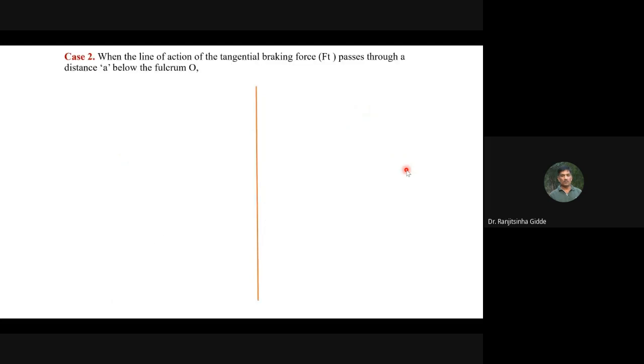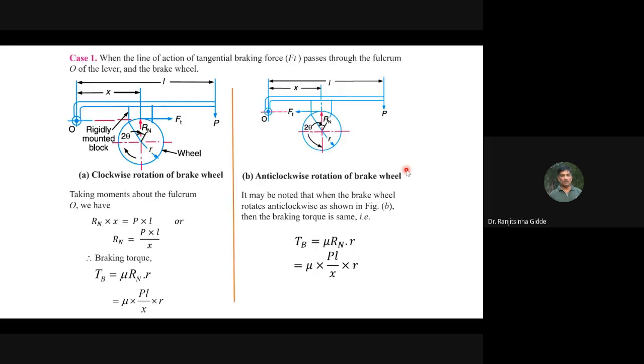Okay. Then case number 2. So to create confusion, such direction of rotation will be added in the sentence or in the MCQ.